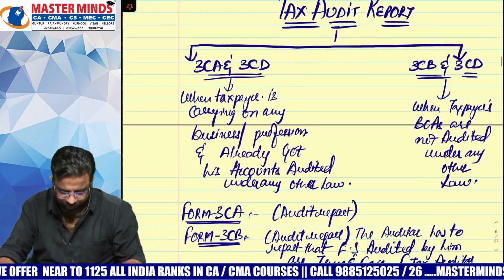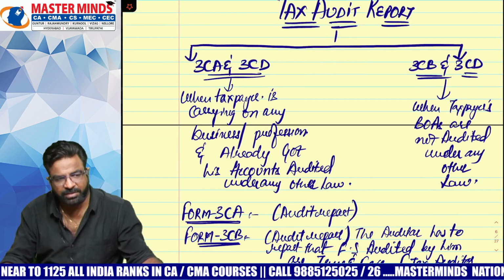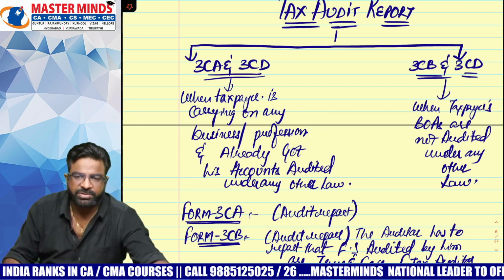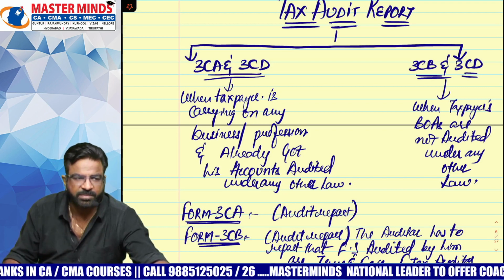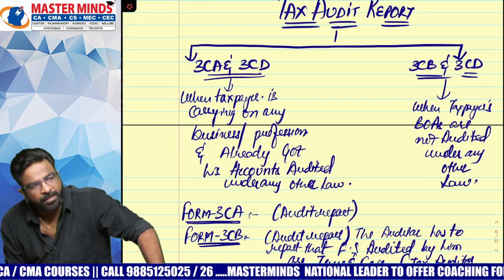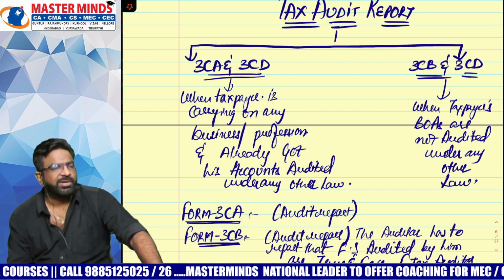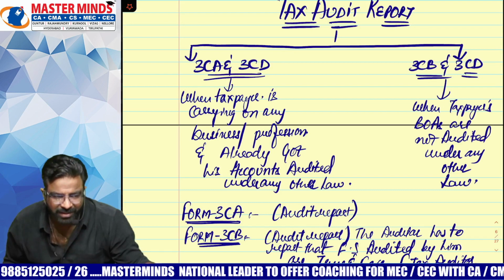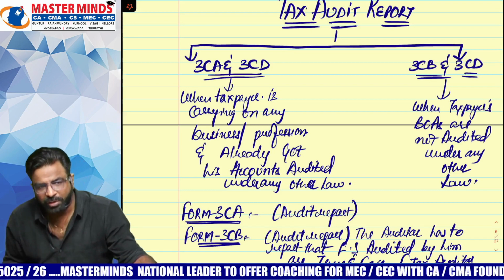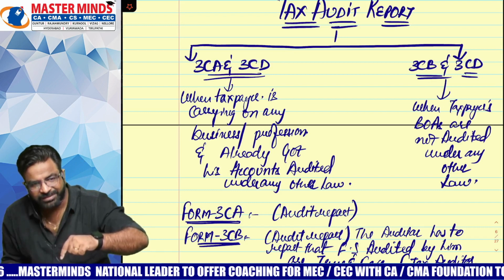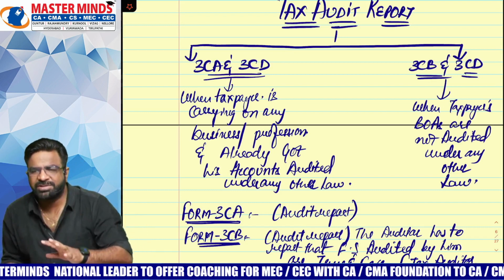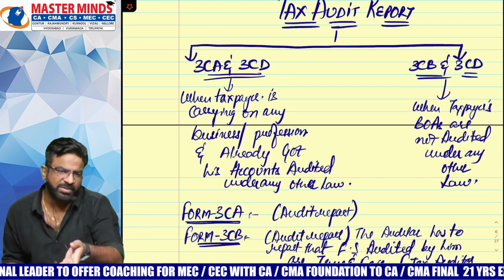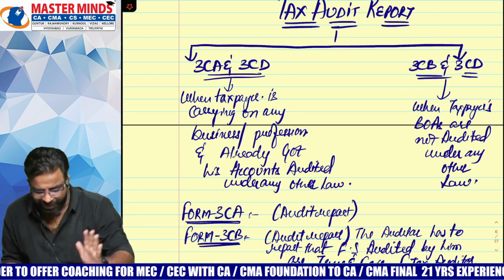Now, the tax audit report, you already know: 3CA, 3CD, 3CB, 3CD, when and when. The combination is CA with CD and CB with CD. If you have already been audited under any other statutory law, then it would be CA and CD. And if you are only going to get audited under tax, then in that case CB. Generally for companies we use CA and CD. For partnership firms and sole proprietorship firms, we use CB and CD. So that's the idea you have.